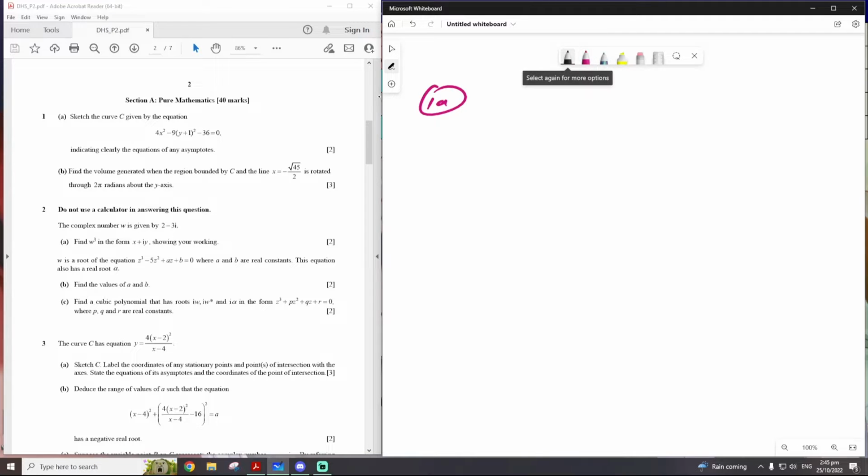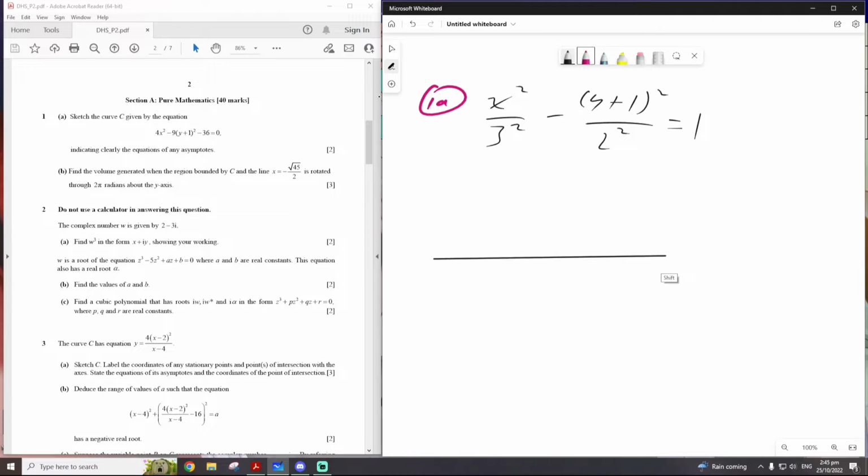first question is a sketch hyperbola. Now, I think a lot of schools are predicting that hyperbola will come out or conic sections will come out because it hasn't come out for past year A-level papers until now. If you write the equation of the hyperbola in the standard form, you get this. So this might help us a bit in the sketch.